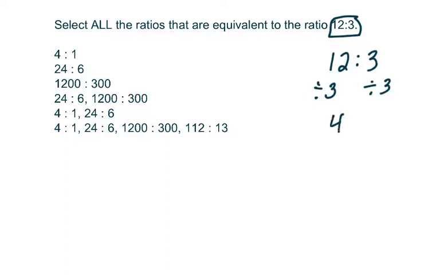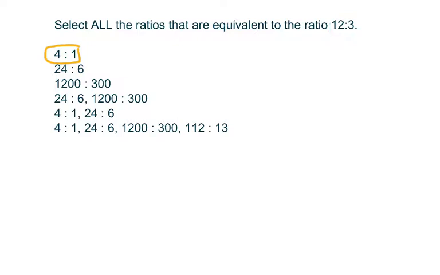When we do that, we have 4:1. So I've already found one ratio that's equivalent to the ratio of 12:3. Now I'm going to check out the next one, 24:6. There are a couple of ways I can think about this. I can follow the same strategy where I take 24:6 and I divide both of them by 6 because I happen to know that they're both divisible by 6. And this also gives me 4:1.